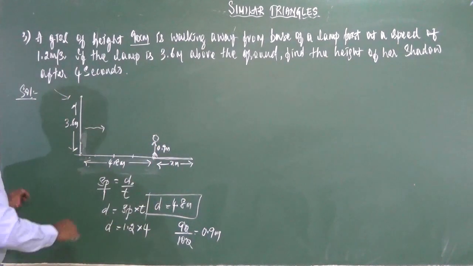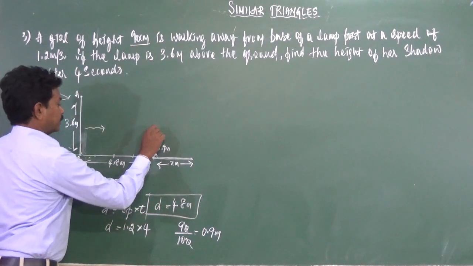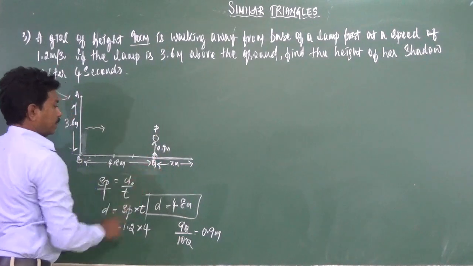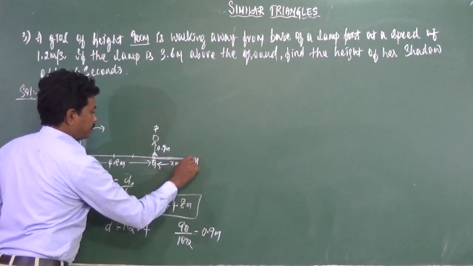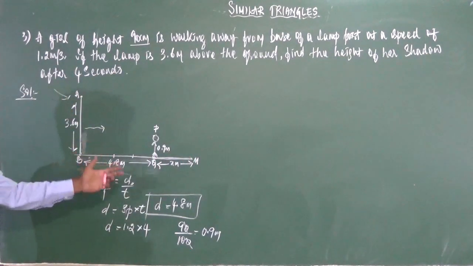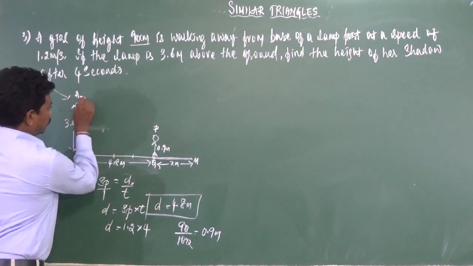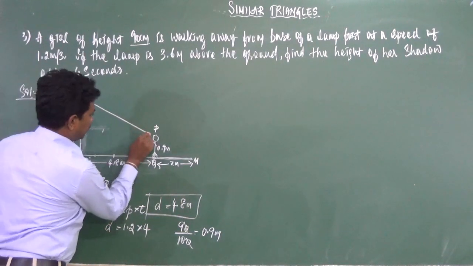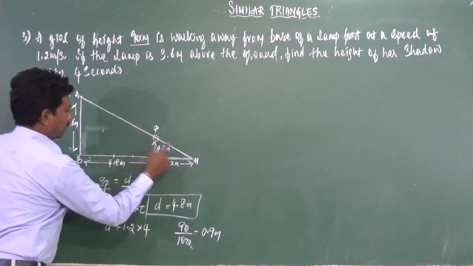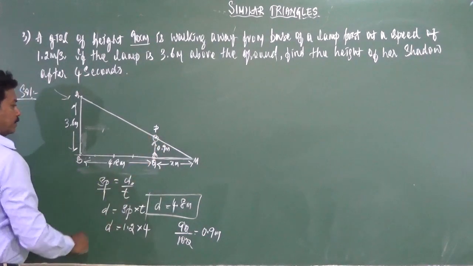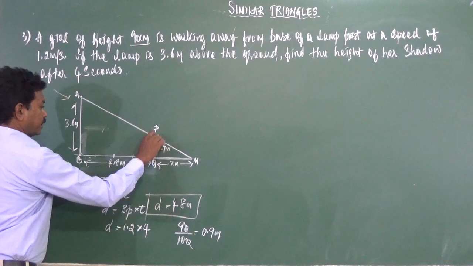Now, let us name the diagram. So let AB be the height of the lamppost. Let PQ be the height of the girl. So let QM be the length of her shadow. Just to complete the diagram, I am going to join AP and PM. So here I will take out the picture of this girl. Let us take it as a straight line here.